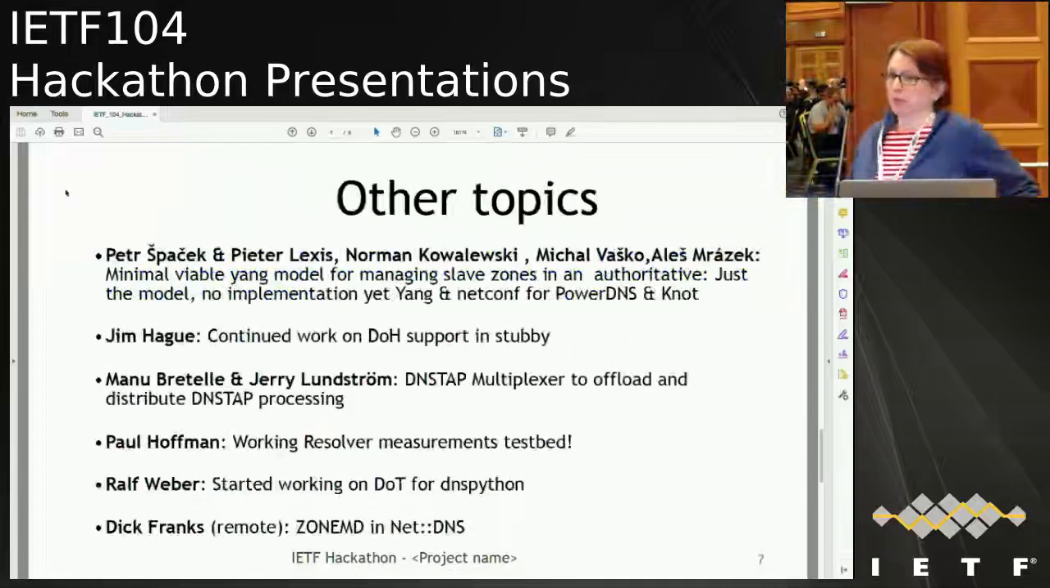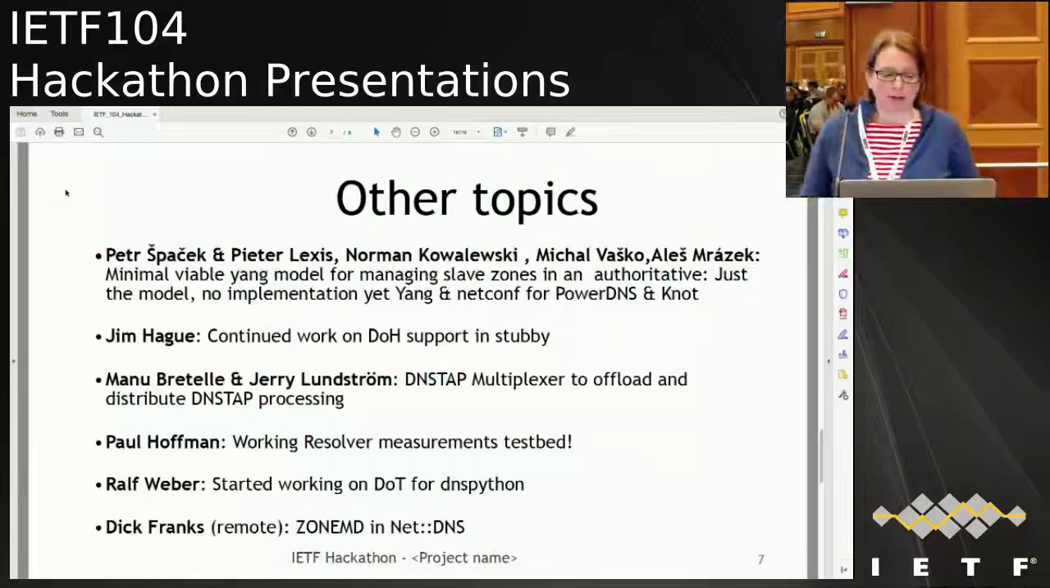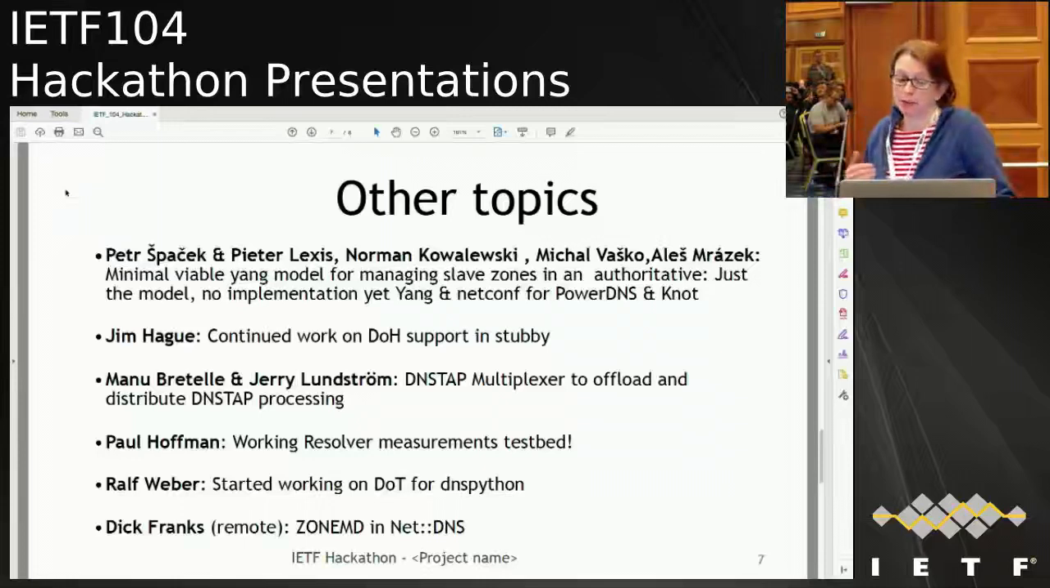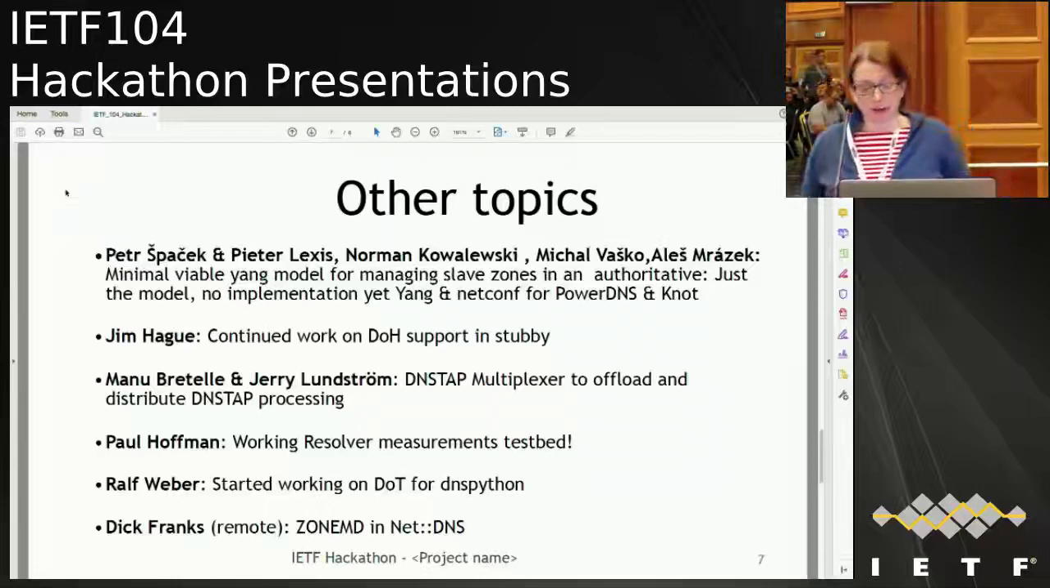Some of the other projects I don't have time to go into detail about. There's a YANG model for managing zones in the authoritative. There was additional work continuing to put DoH support into Stubby, work on a DNSTAP multiplexer, work on a resolver testbed, work on DoT in dnspython, and work on ZONEMD in NetDNS. So all sorts of good stuff going on.